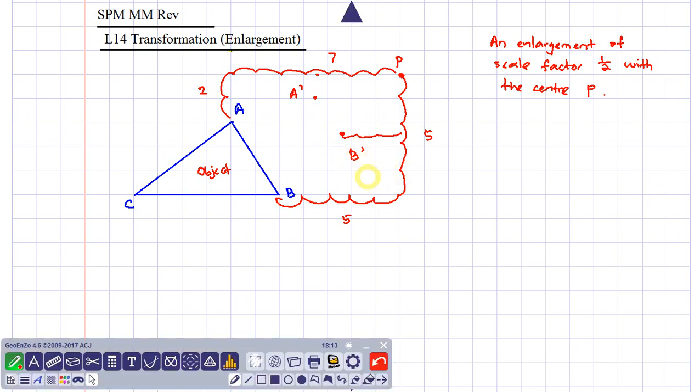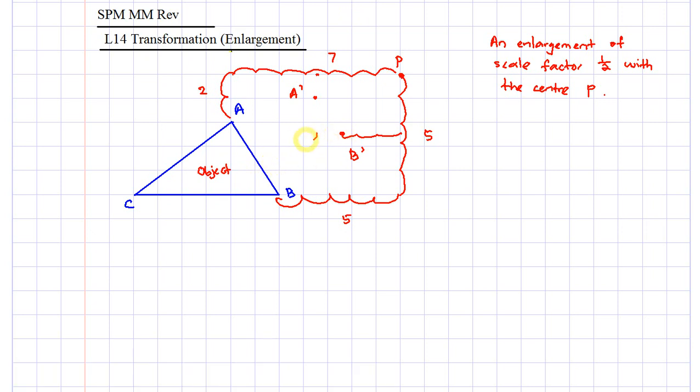If you don't want to calculate this way, you can calculate from here also. 1, 2, 3, and 2. If you divide by 2, you will get 1.5, 1. So this is the image for point B. How about C? Here you have 1, 2, 3, 4, 5, 6. So 6, I divide by 2, I will get 3. So 1, 2, 3, over here. This is point C prime.